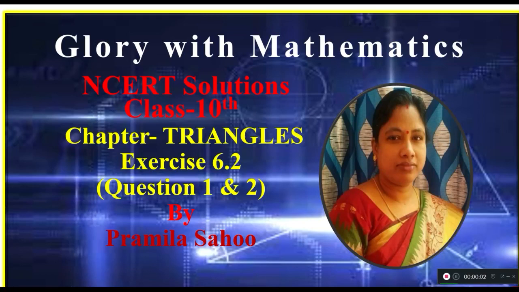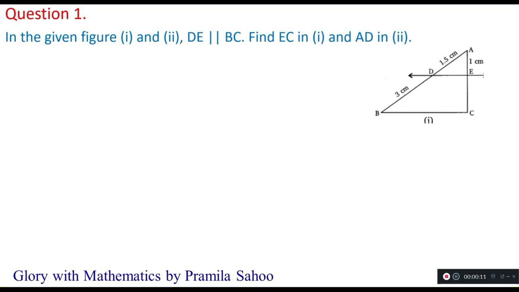Dear students, let us solve exercise 6.2 question number 1 and 2 from the chapter Triangles. Question number 1. In the given figures 1 and 2, DE is parallel to BC. Find EC in part 1 and AD in part 2.